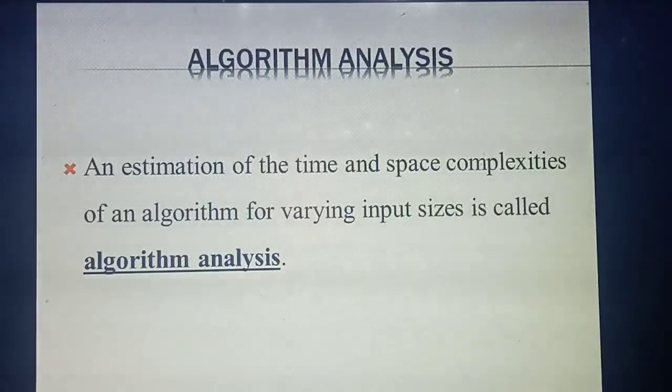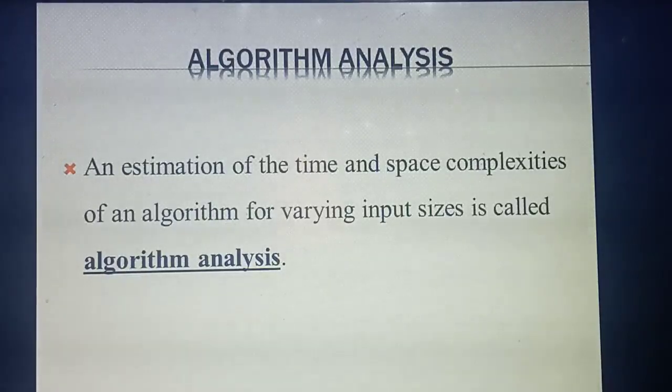What do you mean by algorithm analysis? Already you have studied analysis. What do you mean by analysis? You are going to analyze based on some space or time, isn't it? So here also an estimation of time and space. Mainly an algorithm will always take two factors. What are they? Time and space.